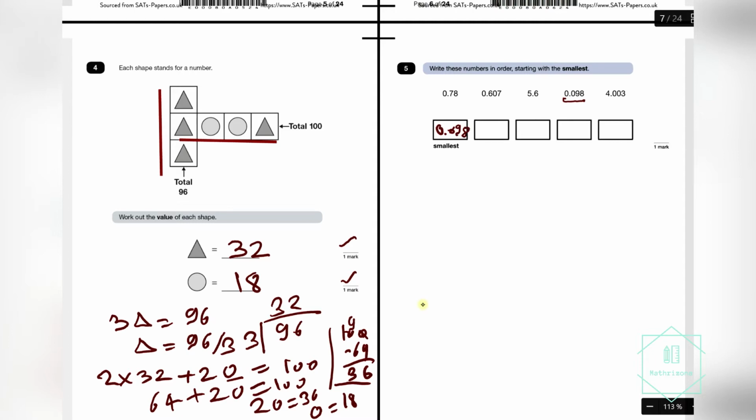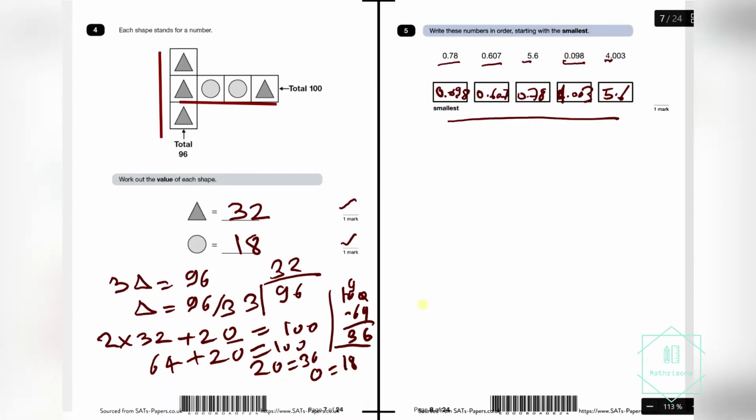So this one will be 0.098. The next number is 0.607, because the tenths place number is 6, but here we have 7. So it will be 0.607, and the next number will be 0.78. After that, at the unit place we have 4, and here we have 5. So this will be our next number, 4.003, and then at the end it will be 5.6. So that's the order. Moving on to the next question.